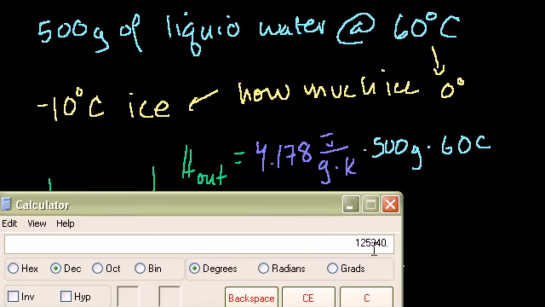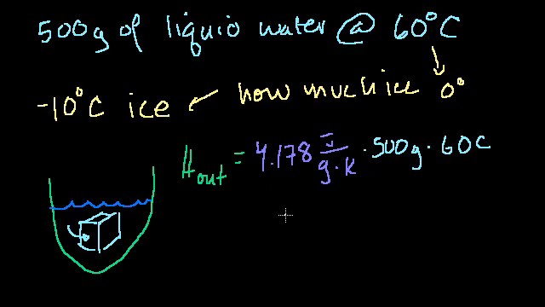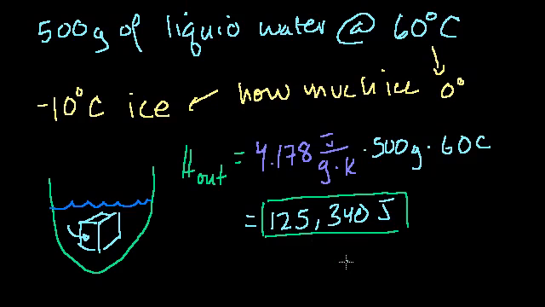And that's 125,340 joules. So this is the amount of heat that you have to take out of 60-degree water in order to get it down to 0 degrees. Or this would be the amount of heat you have to add to 0-degree water to get it to 60 degrees. So essentially our ice has to absorb this much energy without going above 0 degrees.